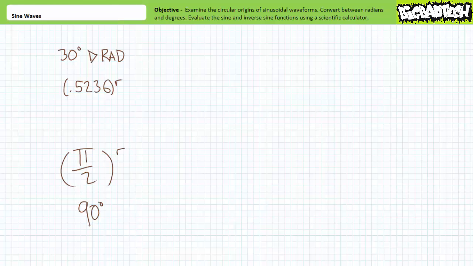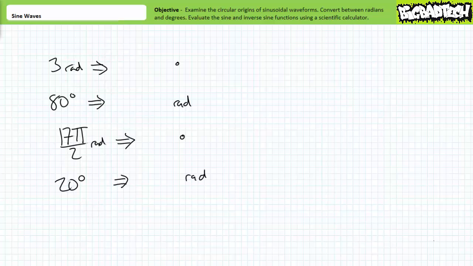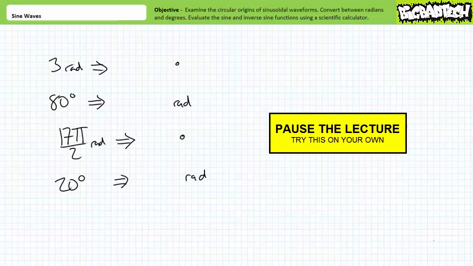Put your understanding of unit conversion using the scientific calculator to the test by converting between the following measurements. If you're given an entry in degrees, find it in units of radians. If you're given radians, find it in units of degrees. By all means, pause the lecture and try this on your own. If you're tracking, you should have obtained the following values.